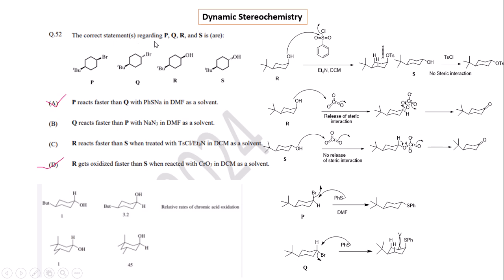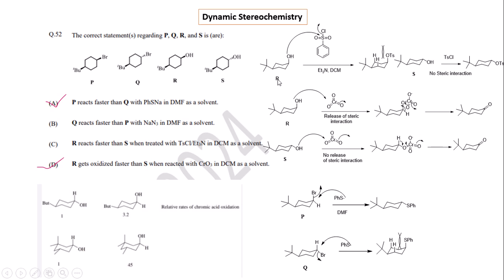The correct statement regarding P, Q, R, S: these are related questions on dynamic stereochemistry, where P reacts faster than Q. In the case of P, the SN2 reaction will take place in the presence of thiophenoxide and produces the equatorial product. Here the steric crowding, that is the 1,3-diaxial interaction in the cyclohexyl derivative, is released to give the SN2 substituted product, but in the case of Q, the steric interaction, that is the 1,3-diaxial interaction, is increased, so Q reacts at a slower rate compared to P.